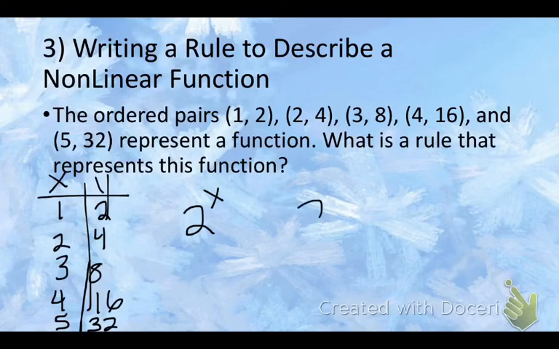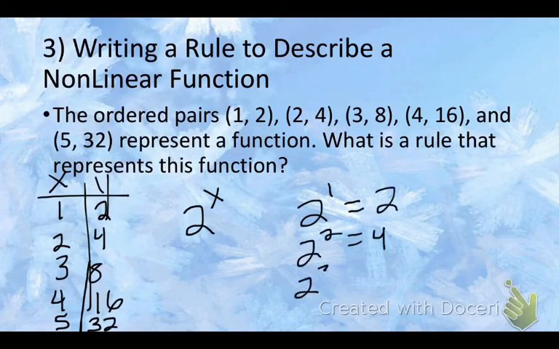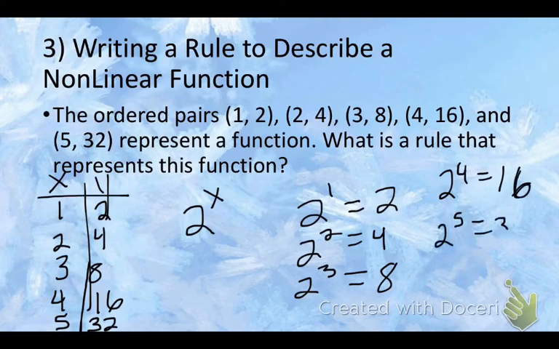So 2 with an exponent of 1 equals 2. 2 with an exponent of 2 equals 4. 2 with an exponent of 3 is 8. 2 with an exponent of 4 is in fact 16. And 2 with an exponent of 5 does give me 32.